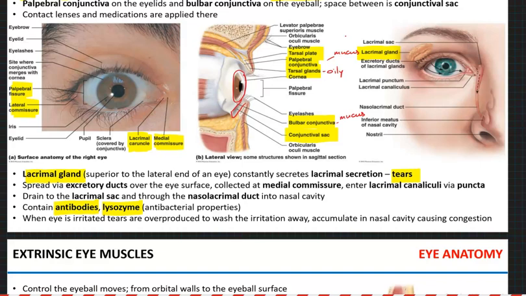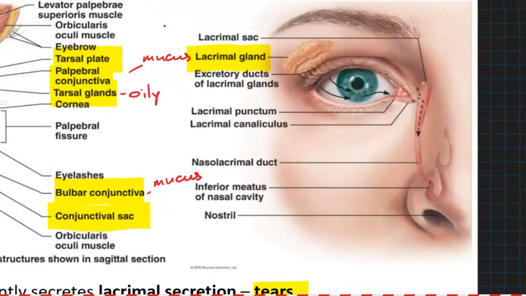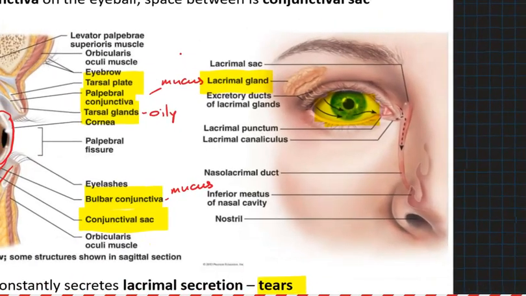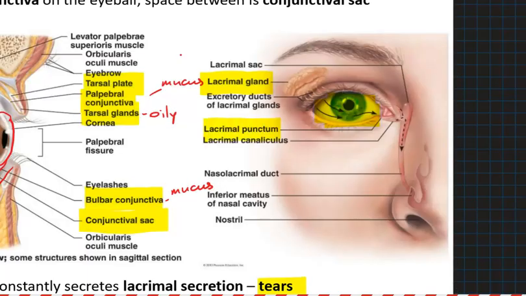So the tears flow from the lateral to the medial commissure. You can see the direction of the flow here. Then they drain through the lacrimal punctum and lacrimal canaliculus, a little channel, into the nasolacrimal duct. The nasolacrimal duct connects the medial commissure of your eye with your nasal cavity. This is why when you are crying, you also get sniffles. All that excessive tears end up in your nose.